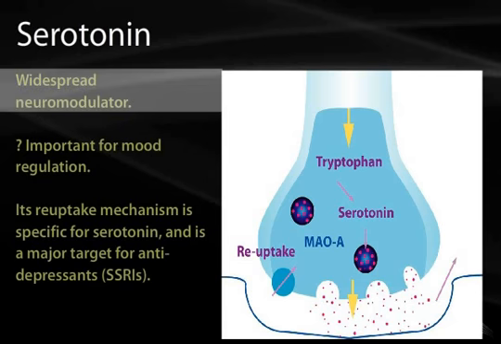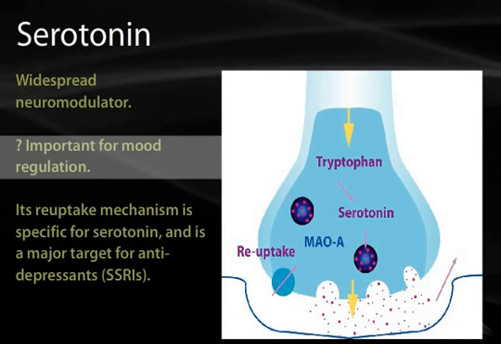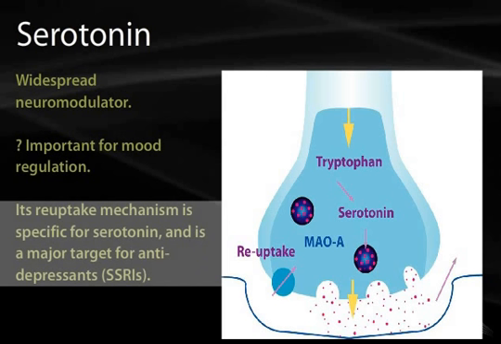Serotonin also has a widespread distribution, primarily as a neuromodulator. This compound is thought to be important for mood regulation. Serotonin itself is synthesized from tryptophan, packaged into presynaptic vesicles, released, and it, unlike glutamate or GABA, has a very specific reuptake system, and this specific reuptake system has been a major target for antidepressants known as the SSRIs. These are the specific serotonin reuptake inhibitor classes of drugs.